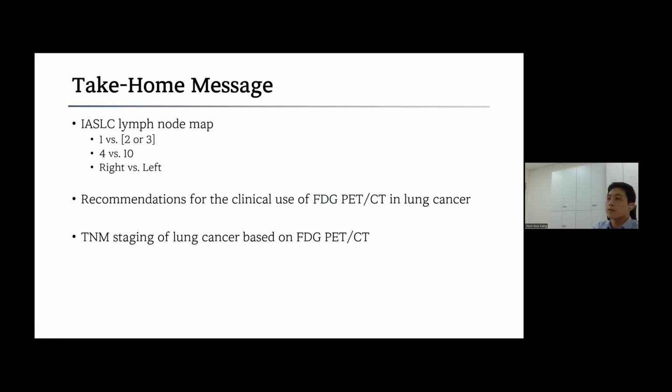So let me wrap it up. I'd like to say that you should keep in mind the IASLC lymph node map, focusing on differential points which can change the stage of patients, such as the boundary between station 1 and station 2 or 3, station 4 and station 10, and the right side and left side of each lymph node station.